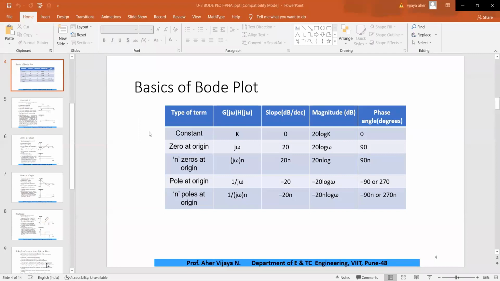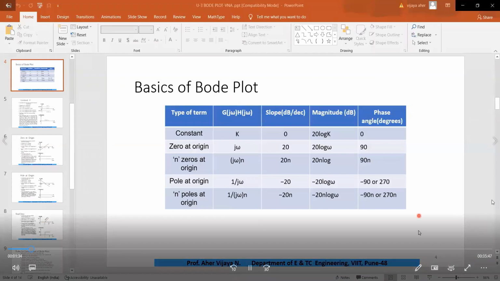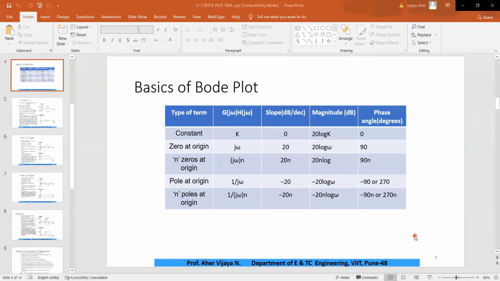So, very first is nothing but, students, you have studied the basics of body plot. So, while drawing body plot, you have to remember only this table, right? So, this table is nothing but related to constant, zero at origin, then n zeros at origin, then pole at origin, and n poles at origin. So these are the standards given for body plot. So you have to remember only this table while drawing the body plot.